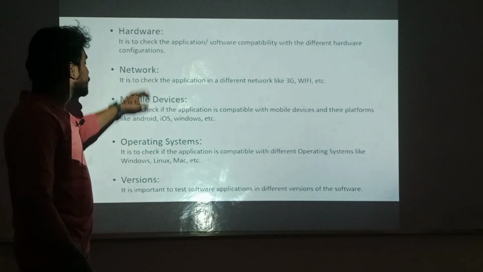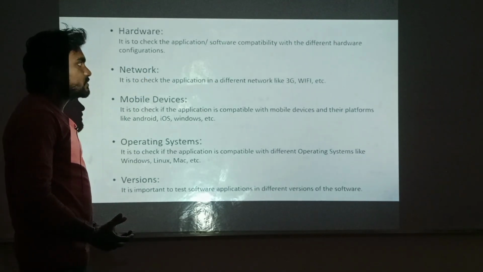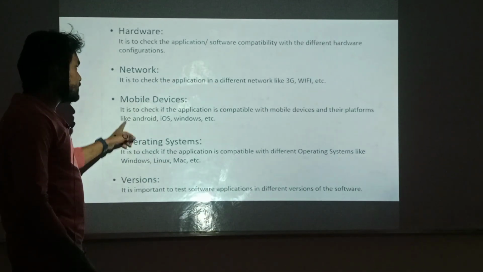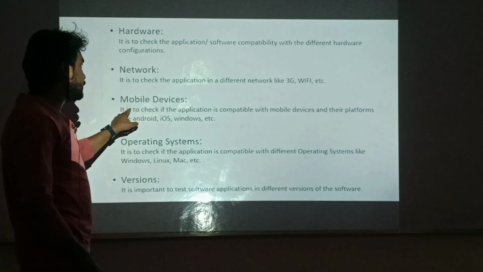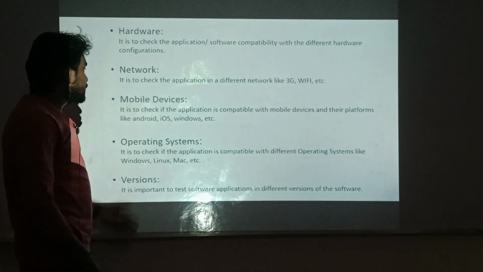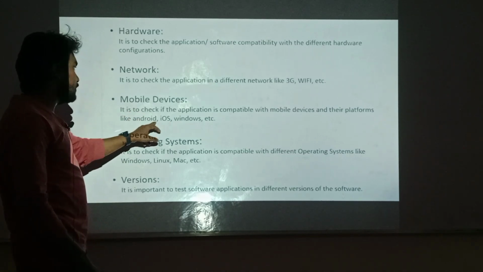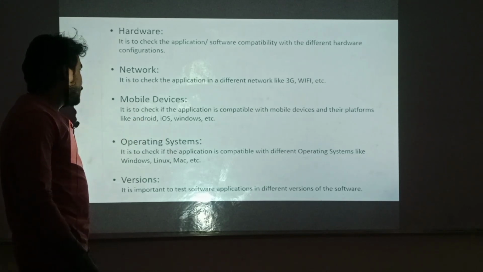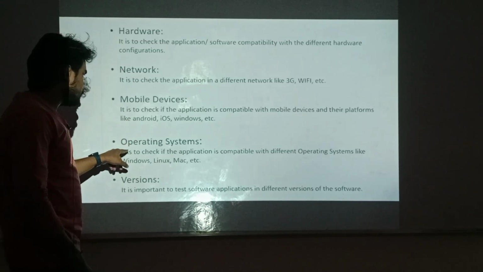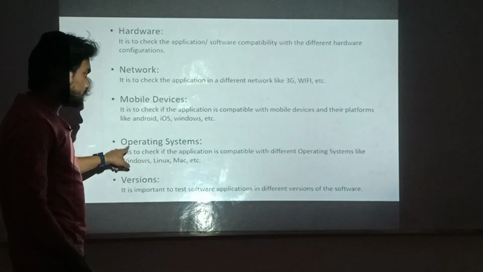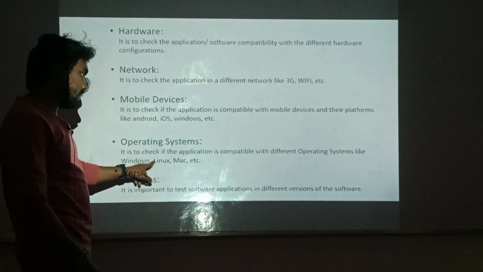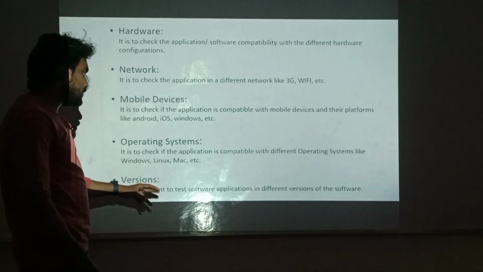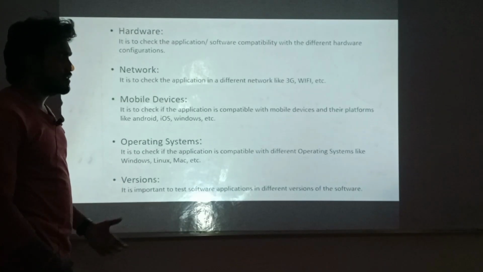In network testing, we test the application with different types of networks like 3G, 4G, 5G, etc. In mobile devices, we test the application on different platforms like iOS, Android, and Windows, etc. Coming to operating systems, we can check them on Windows, Linux, and Mac, etc. And the last one is versions. It is to test the software application in different versions of the software.